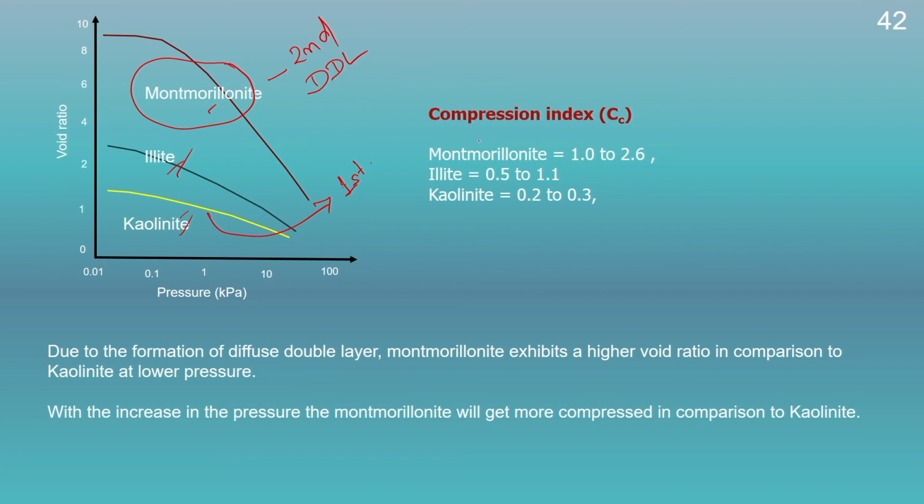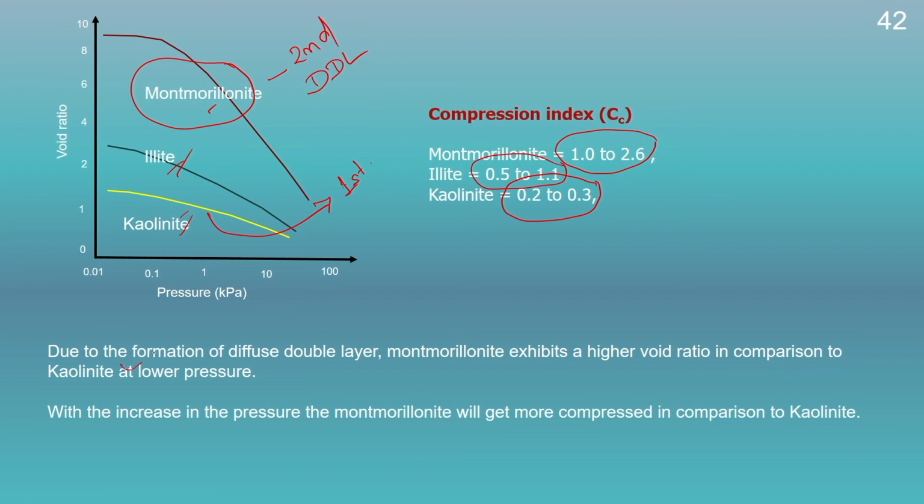If we look into the compression index of montmorillonite, generally this is in the range of 1 to 2.6, illite is between 0.5 to 1.1 and kaolinite is between 0.2 to 0.3. That means kaolinite is less compressible in comparison to montmorillonite because of the mechanisms, which are quite different for kaolinite in comparison to montmorillonite.